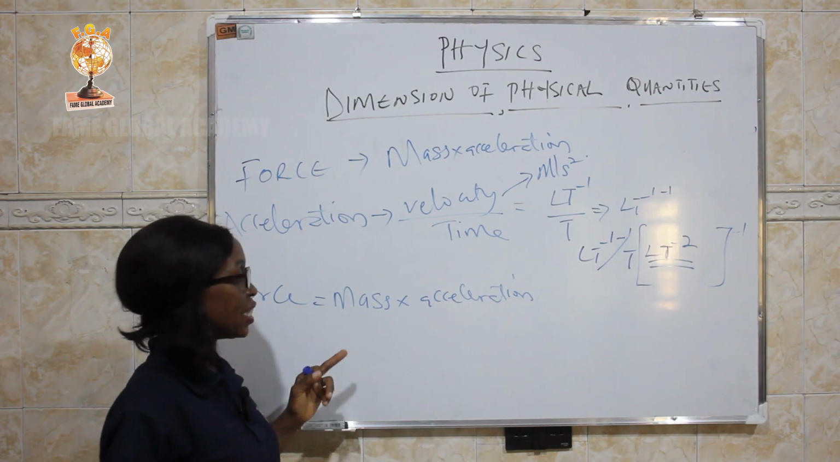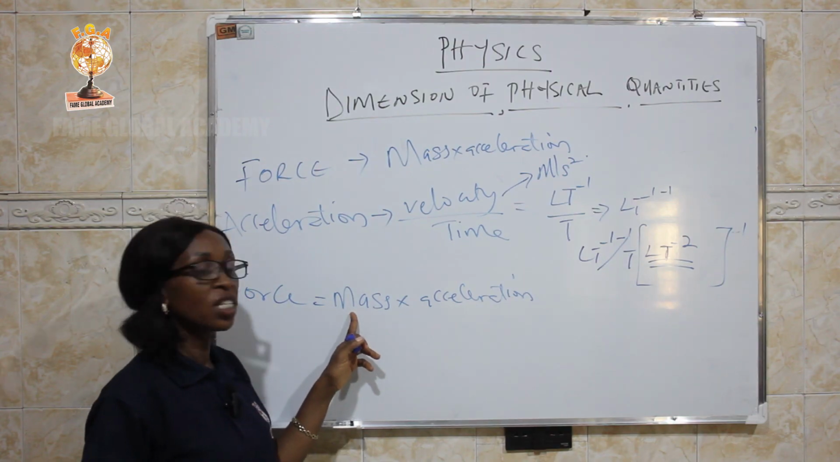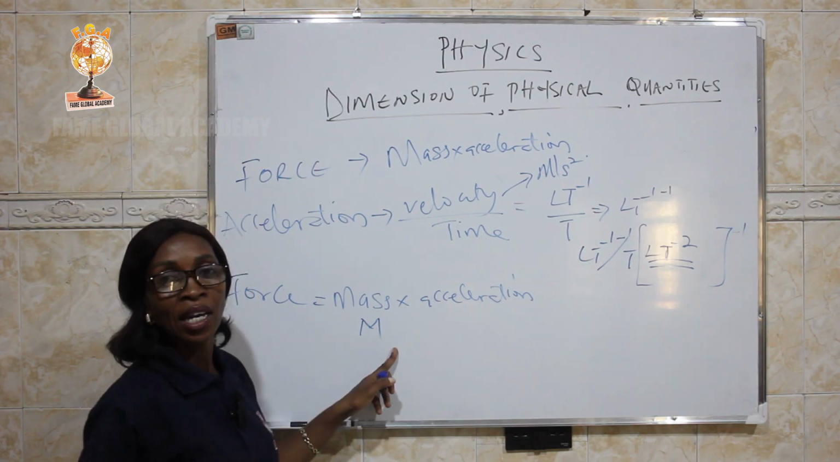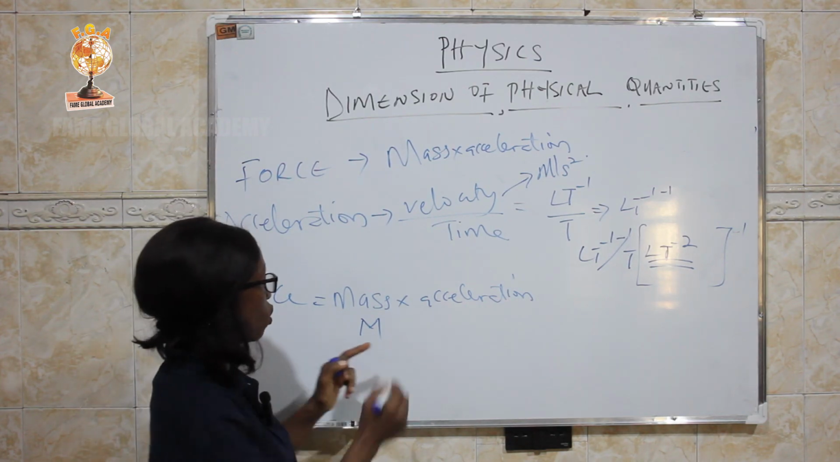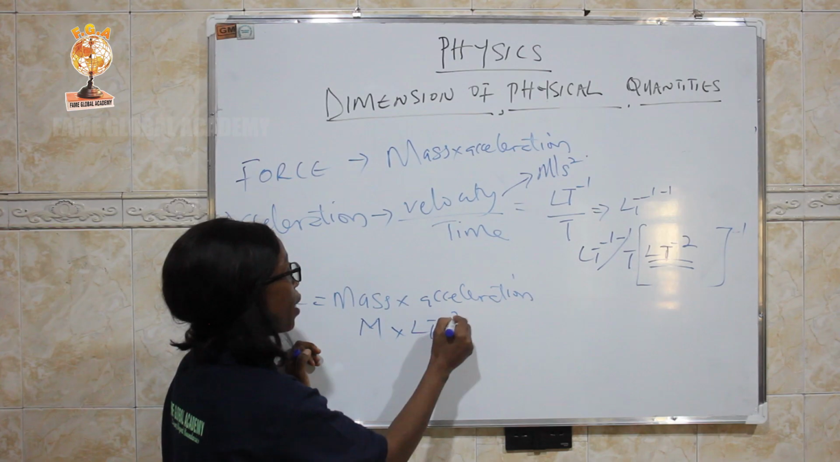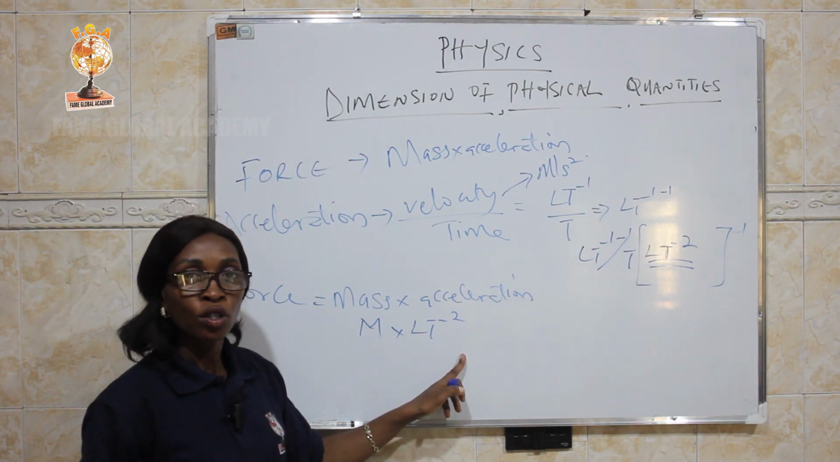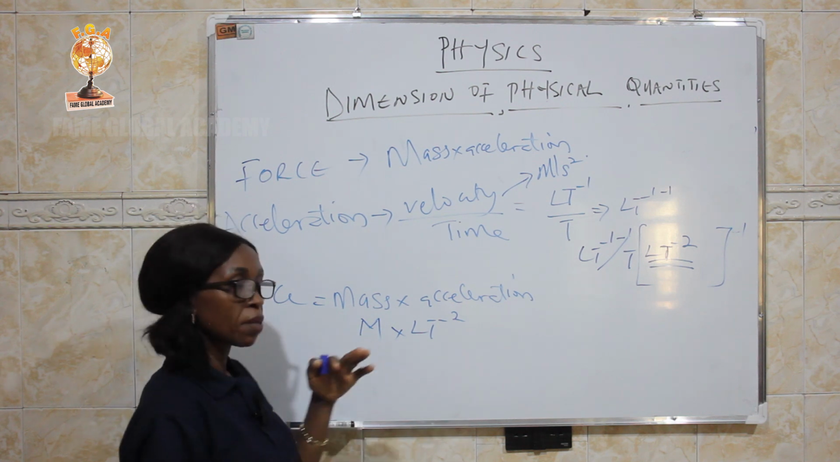So it becomes easy. What is the dimension for mass? M. Now, what is the dimension for acceleration? LT minus 2. So, how can you use it to solve mathematical problems?